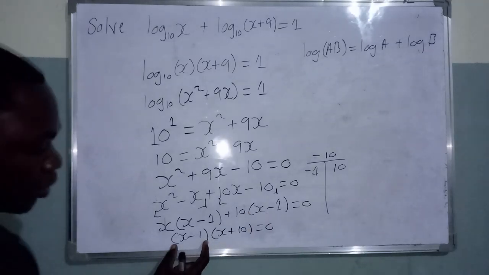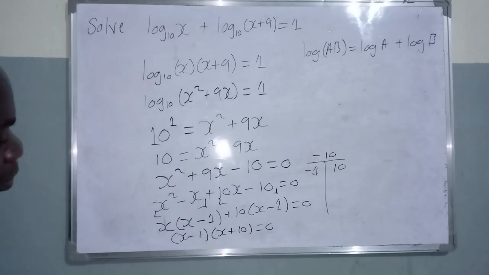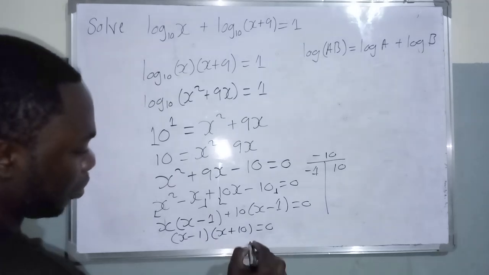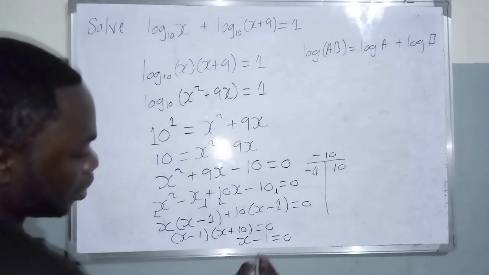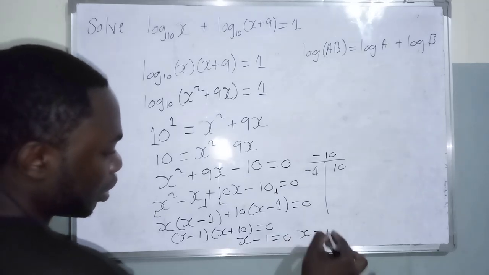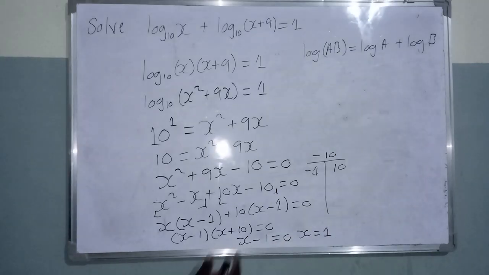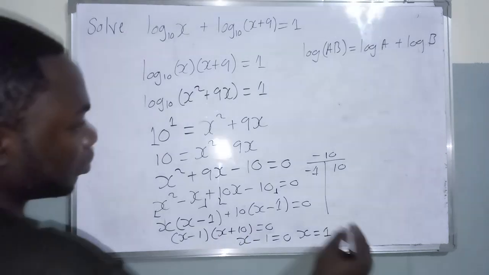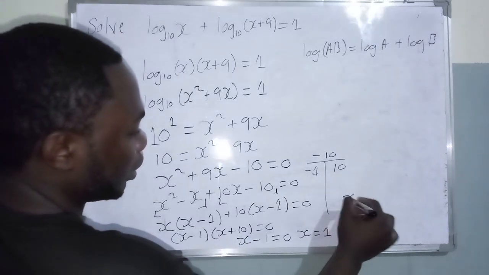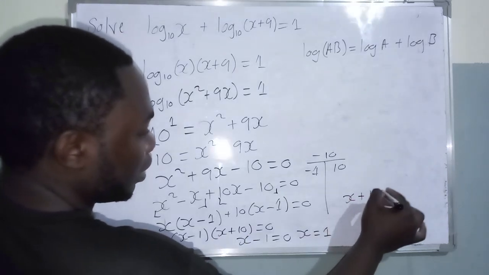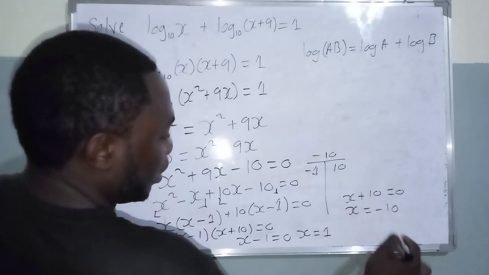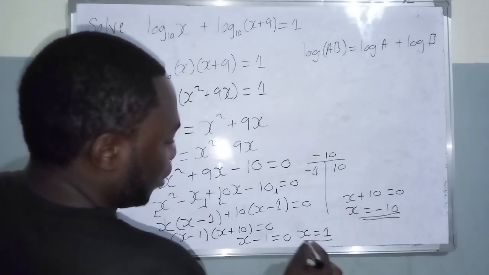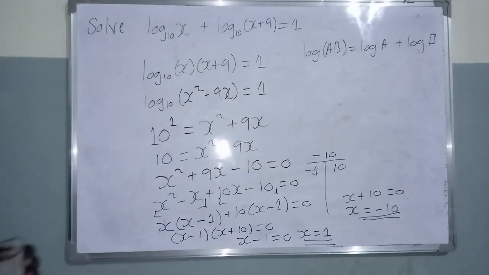Then we equate each of these factors to 0. So when we equate x minus 1 to 0, we're having x equal to 1. Then when we equate x plus 10, we have x plus 10 equal to 0. We have x equal to negative 10. So these are the values of x after solving our given question.